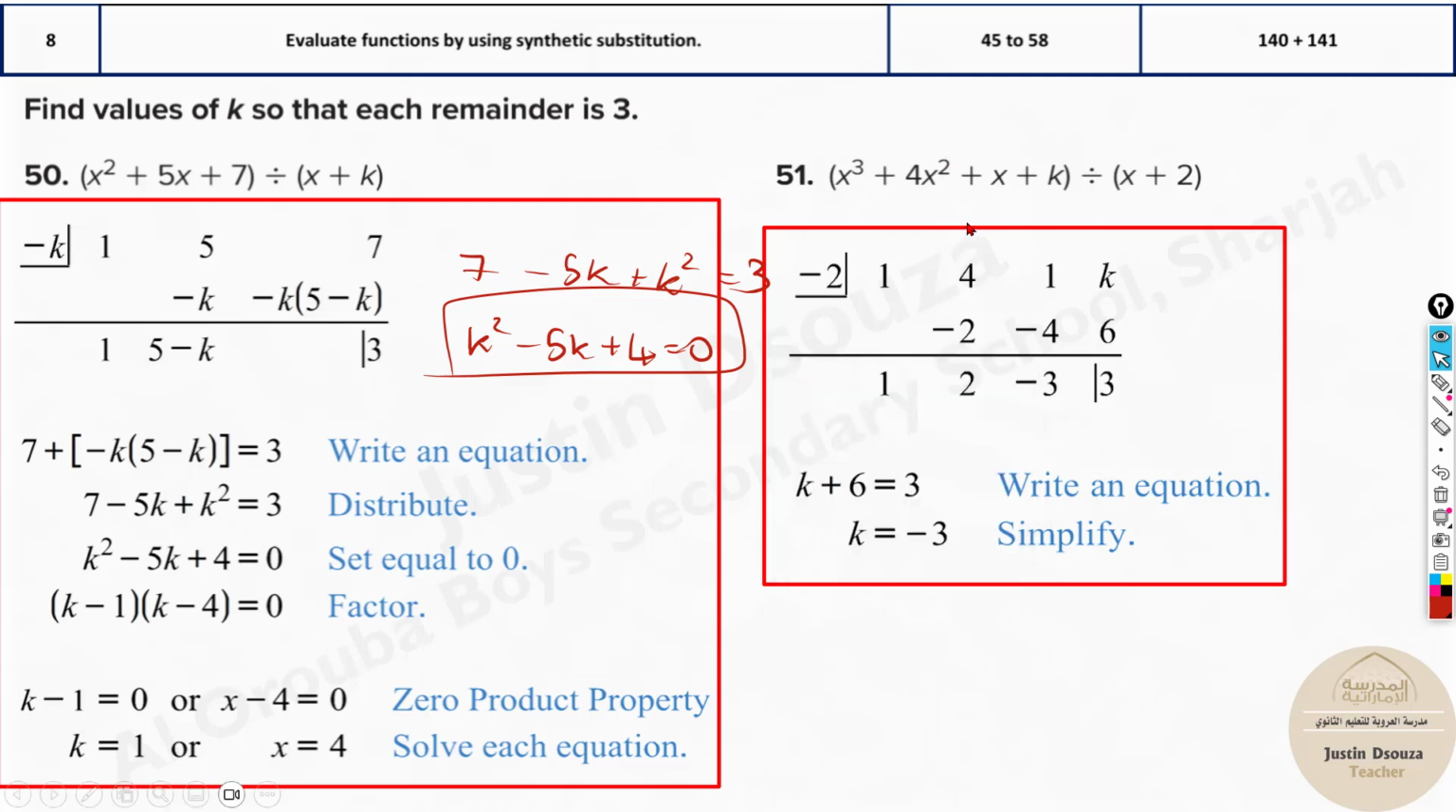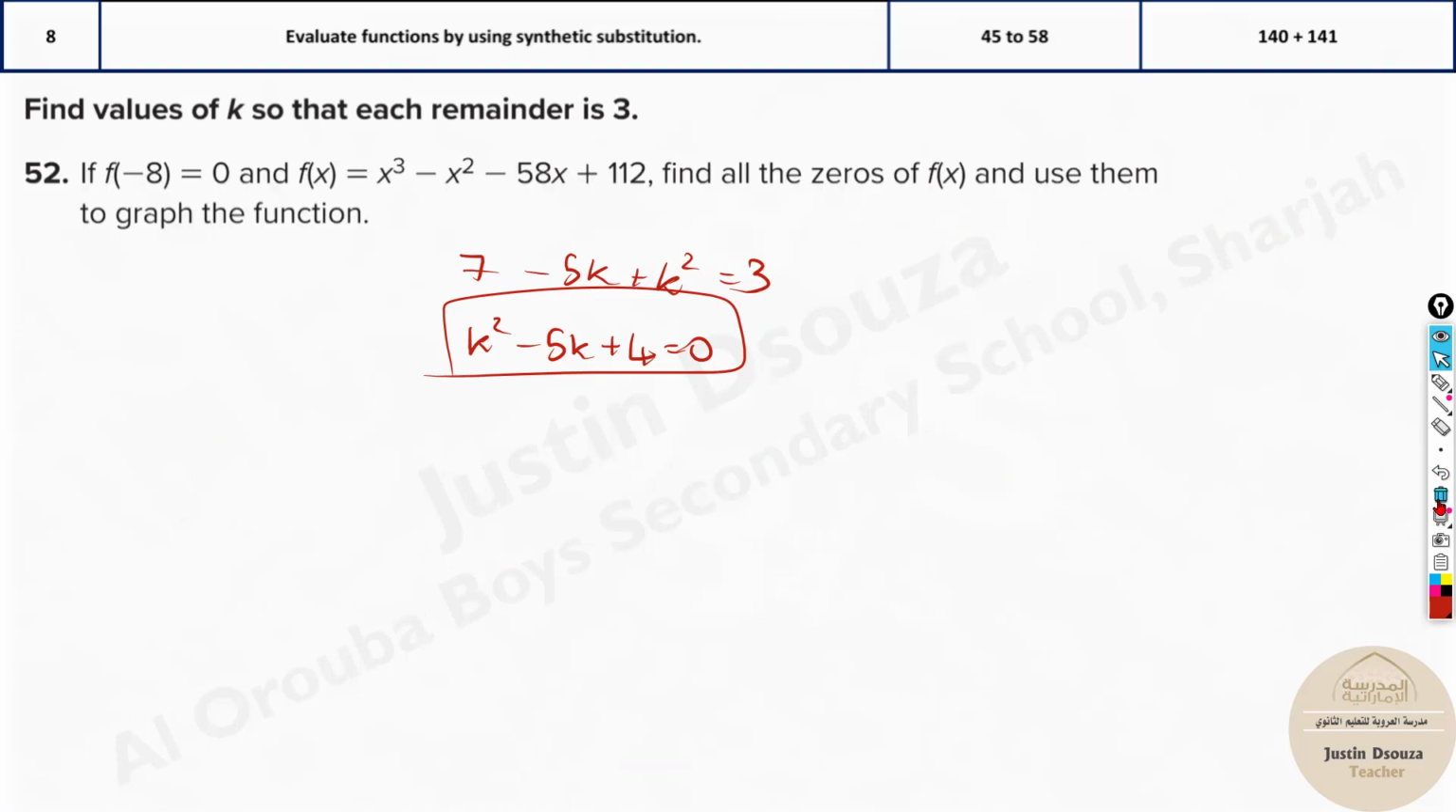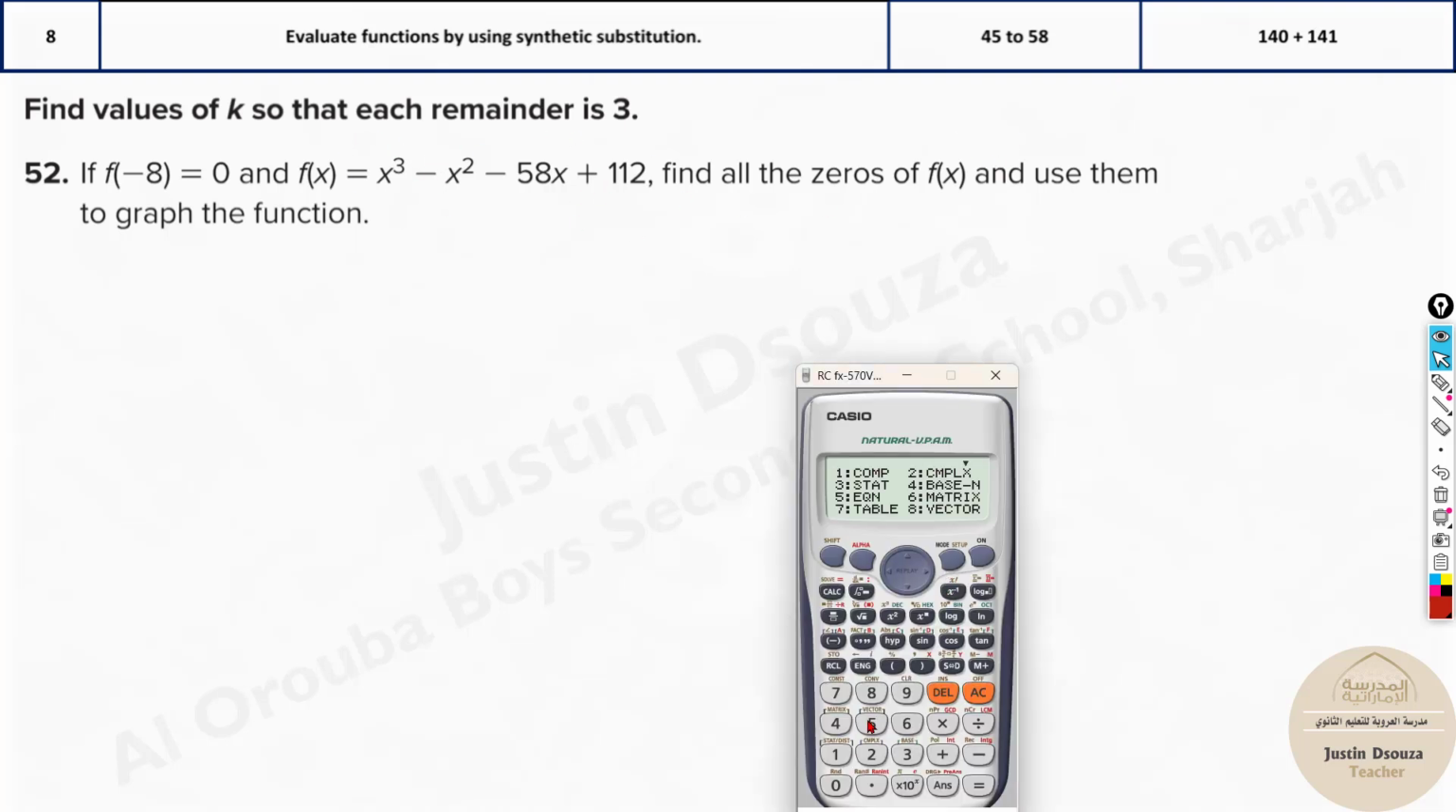Over here it was a direct problem. Just solve for k, you get the answer. The next problem, here we have to find f of minus 8 equals 0. So this is given. And this is also given. Find all the zeros of f of x and use them to graph. Okay, so now basically you need to just solve them. There are plenty of ways. The easier way would be just solving this. I'll show you now. Solving by mode 5, and this is a cubic, 4.